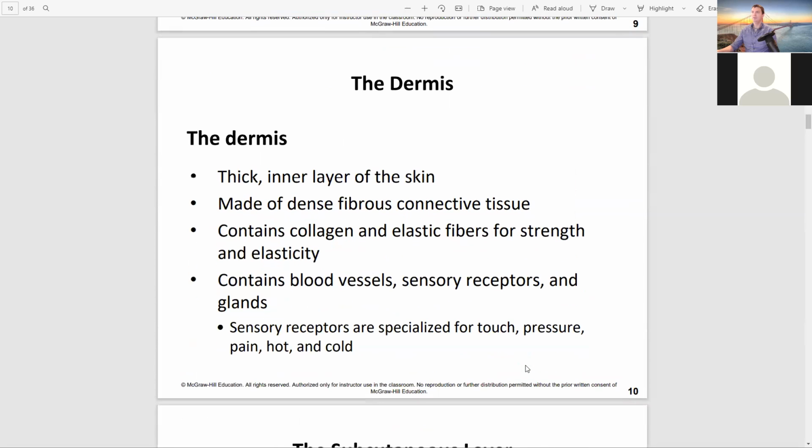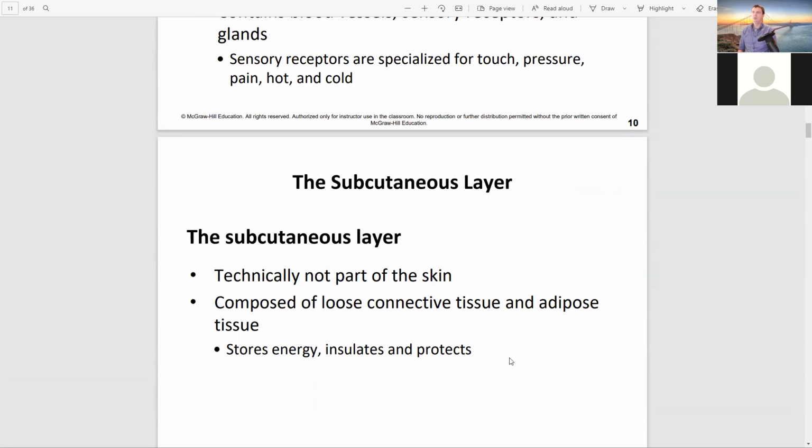Okay, moving on to the dermis. This is the thick inner layer of the skin made of dense fibrous connective tissue. And this contains collagen and elastic fibers for strength and elasticity, contains blood vessels, sensory receptors, and glands. And the sensory receptors are specialized for touch, pressure, pain, hot, and cold. The subcutaneous layer is technically not part of the skin, but is composed of loose connective tissue and adipose tissue. And this stores energy, insulates, and protects.